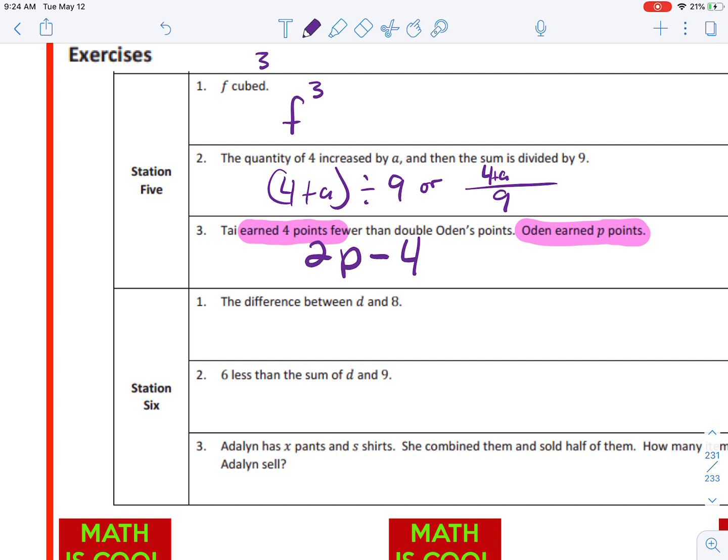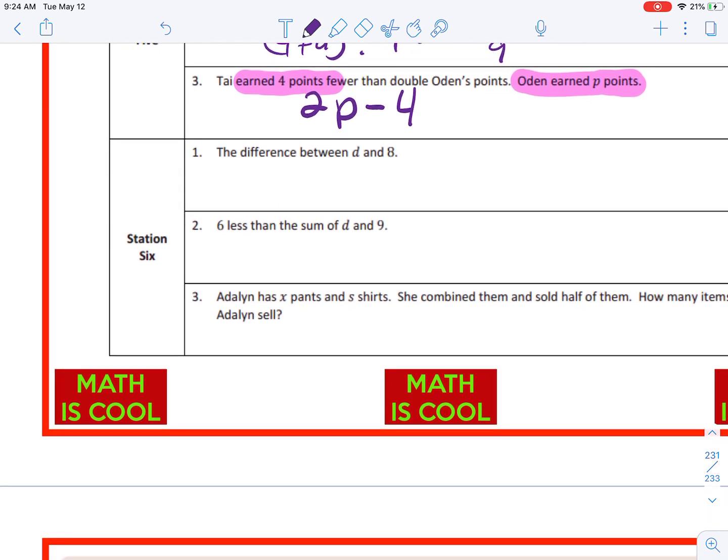Last station, station 6. Number 1. The difference between D and 8. Difference means to subtract. Remember that. Between D and 8, all you're doing is D minus 8. Okay, number 2. 6 less than the sum of D and 9. First we have to find the sum of D and 9, so I'm going to add D and 9 in parentheses together. D plus 9, then minus 6, because 6 less.